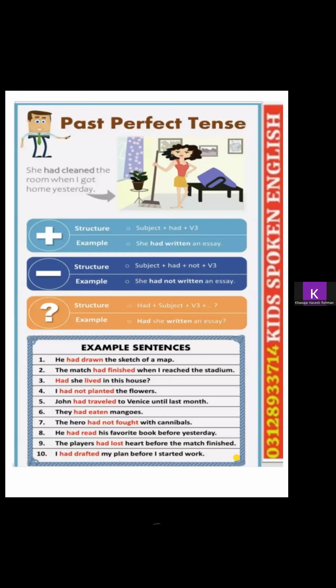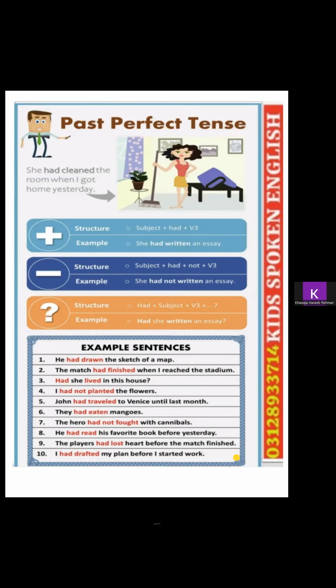Okay, so let's move on towards the structure. As you know, it's subject plus had plus verb third form. In order to make the negative structure, we have to use subject plus had not plus verb third form. And in order to make the question, we have to make a structure like this: had plus subject plus verb third form. She had written an essay. She had not written an essay. Had she written an essay?